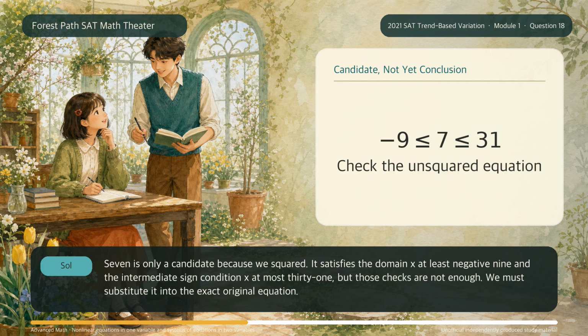7 is only a candidate because we squared. It satisfies the domain x at least -9 and the intermediate sign condition x at most 31, but those checks are not enough. We must substitute it into the exact original equation.